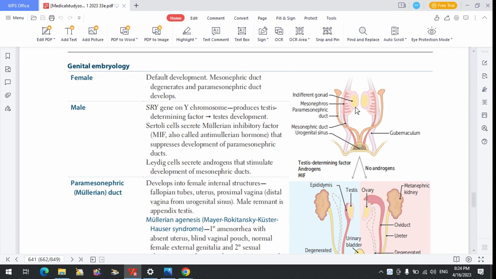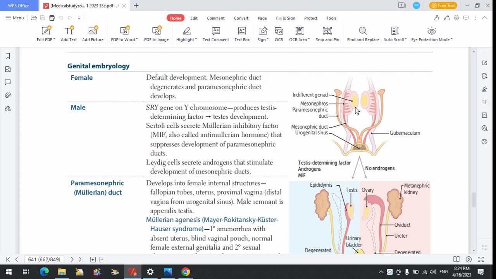So we have an undifferentiated gonad, and then we have two X chromosomes. Meaning two X chromosomes will result in the formation of an ovary. Yes. And you said once we have the ovary developing, then the mesonephric duct will undergo degeneration. Yes.